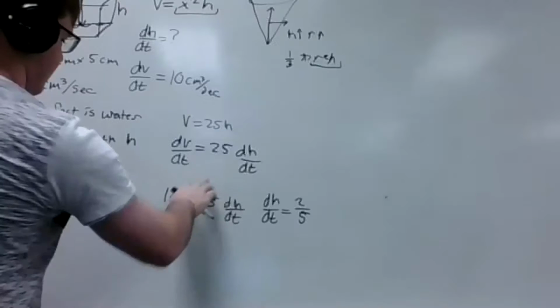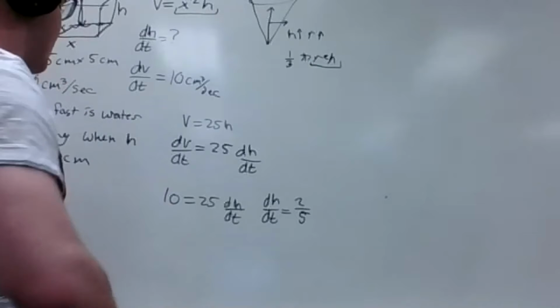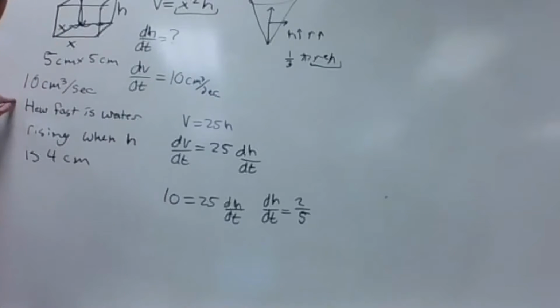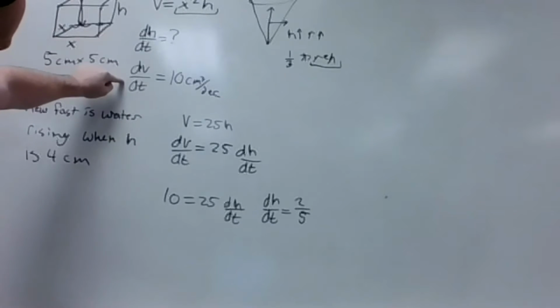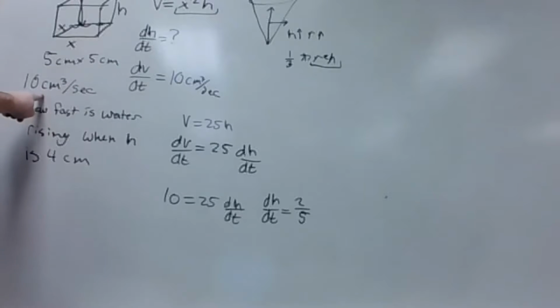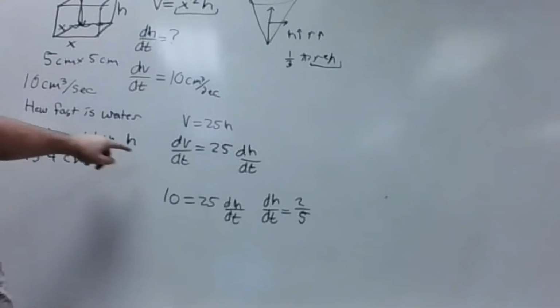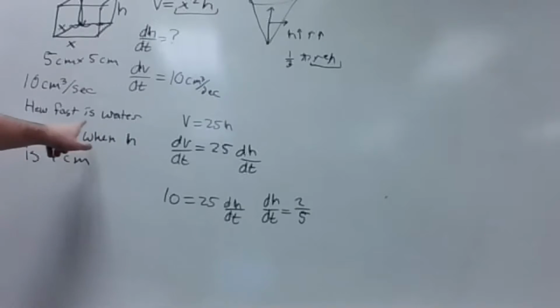Could you just explain that part one more time? This last part? Yeah. So since we know how fast the volume is changing, so that's our dV/dt, is 10 centimeters cubed a second. Okay. So we're just plugging in numbers here. And so let's look at the question again. How fast is the water rising when h is 4 centimeters? Does it matter how high you're up in the cube?